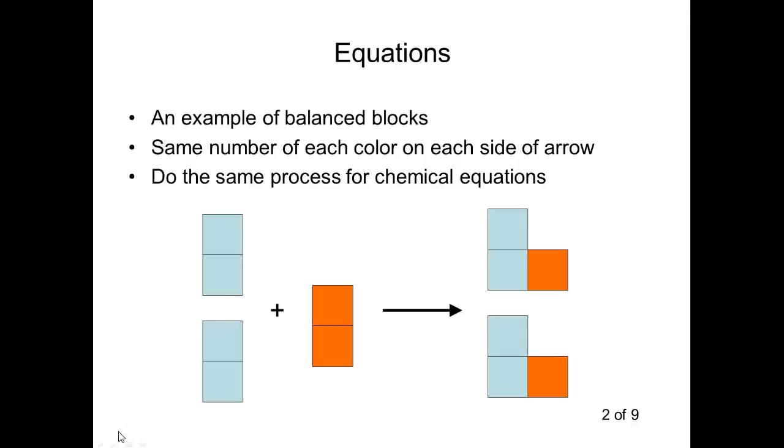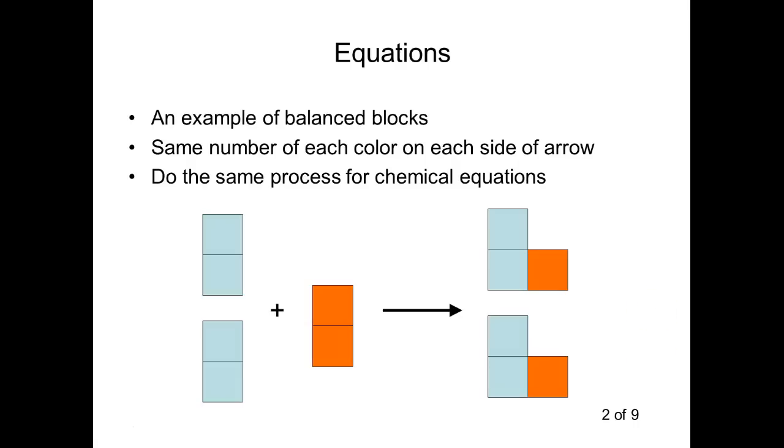So here's an example of balanced blocks. You can see on the left side of the arrow, or the reactants, you have some blue and some orange, and on the right side of the arrow you also have some blue and some orange. So you have the same color on both sides, but we also need to have the same number on both sides. On the left, we have 1, 2, 3, 4 blue. Over here we have 1, 2, 3, 4 blue. Over here we have 2 orange, and on the right side we have 2 orange. So this one is considered to be a balanced chemical equation.